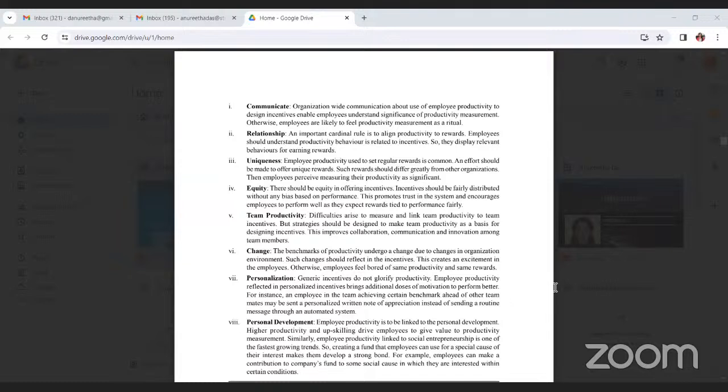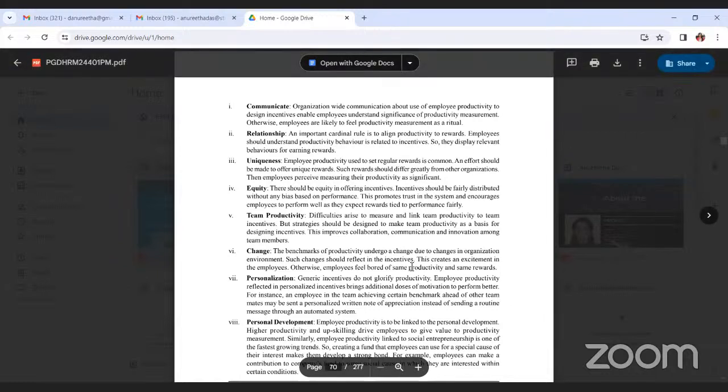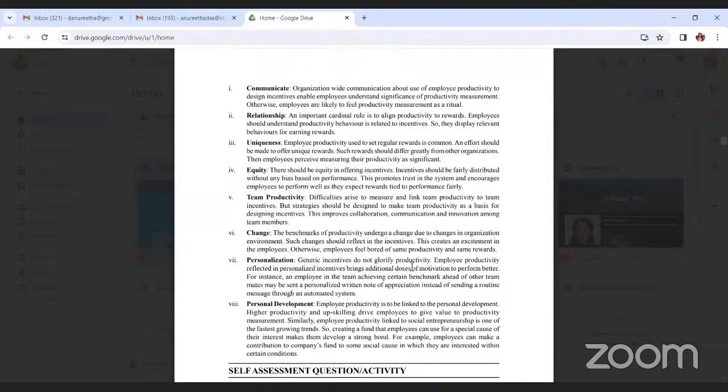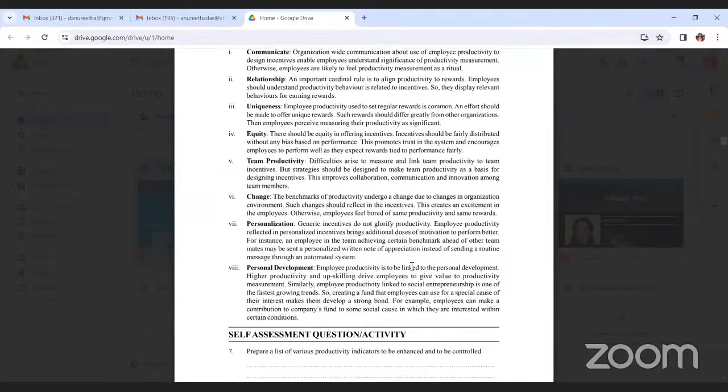Relationship, uniqueness, equity, team productivity. So basically, what is uniqueness? Uniqueness is that employee productivity used to set regular rewards is common. Equity is to be fairly distributed. Team productivity is about the difficulties which can arise in the team. Incentives should be designed on the basis of these.